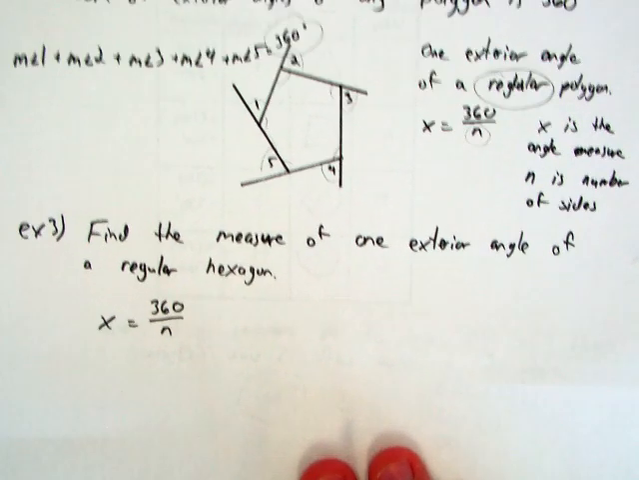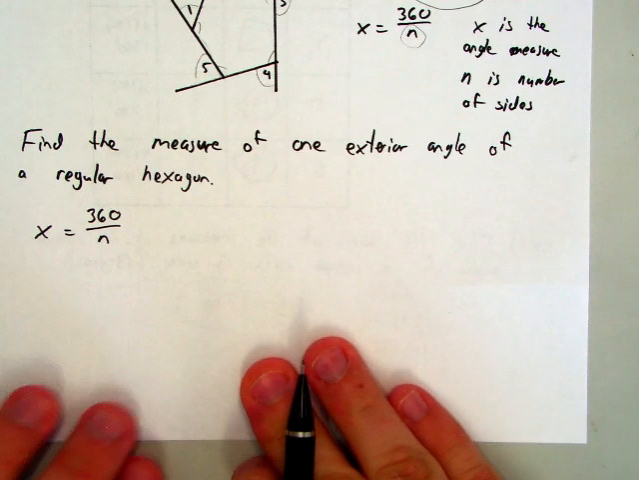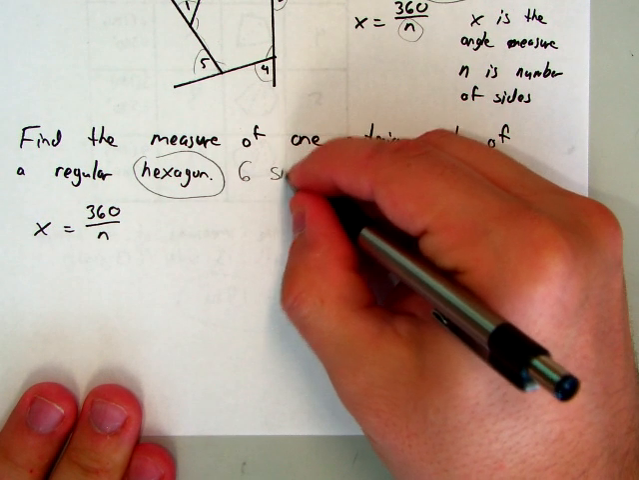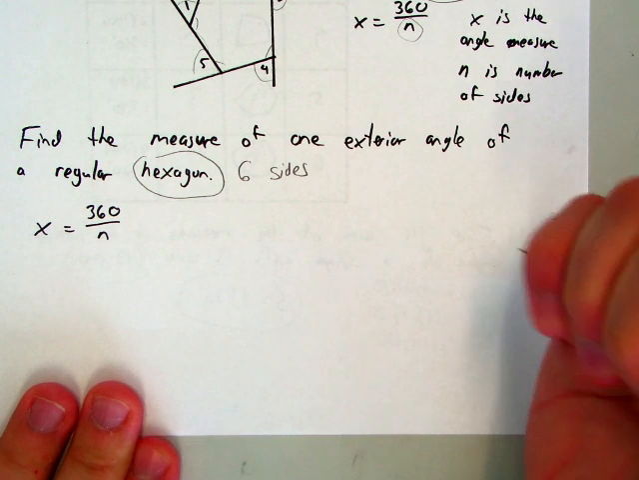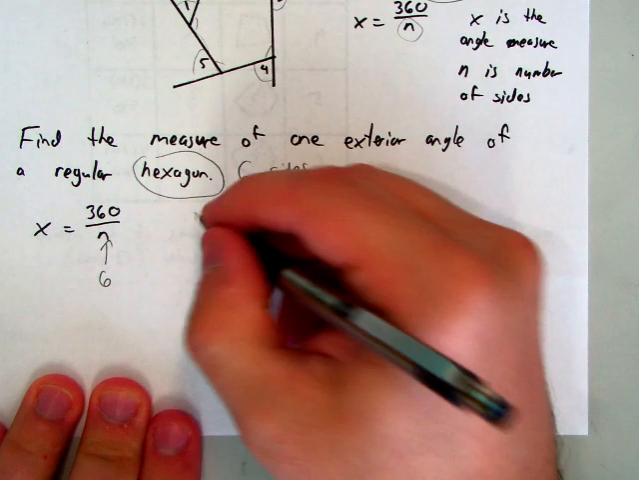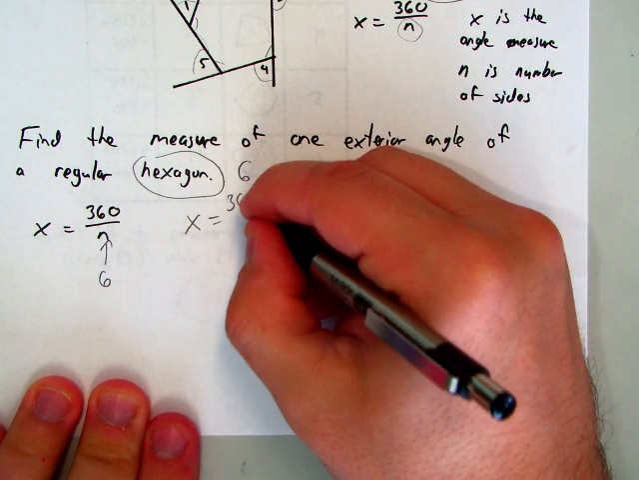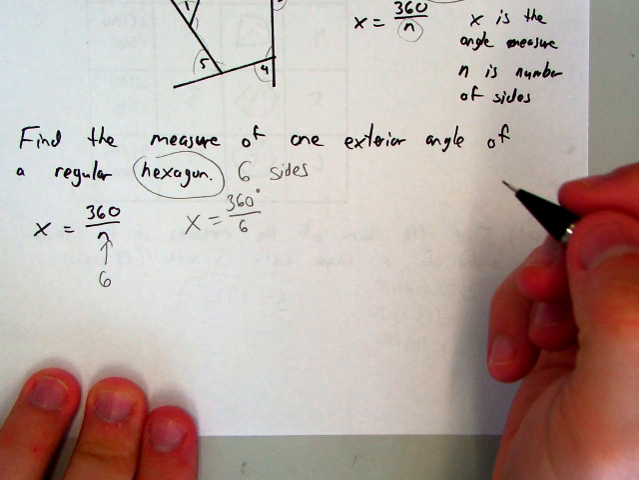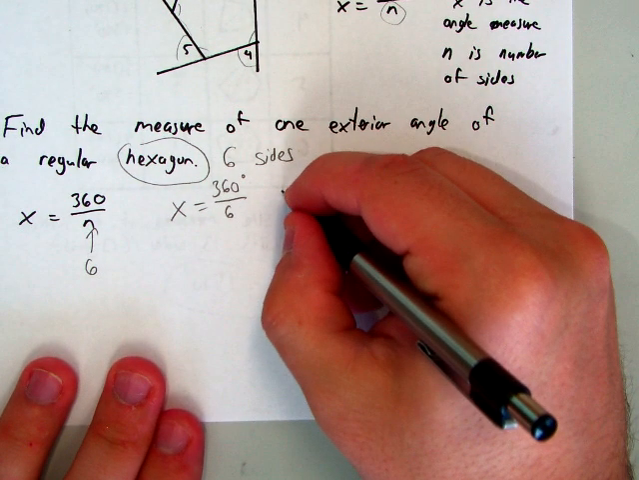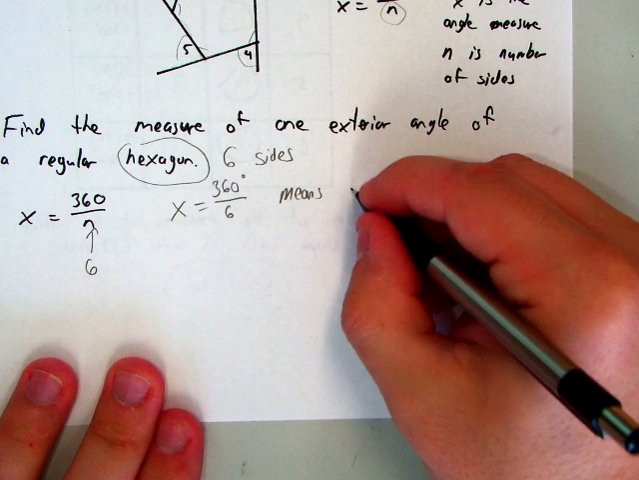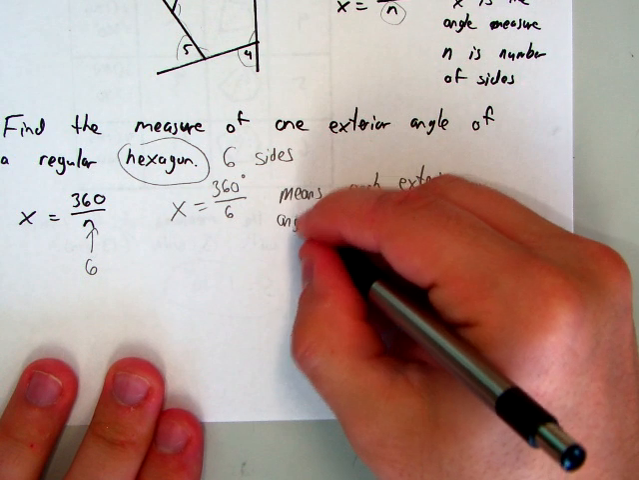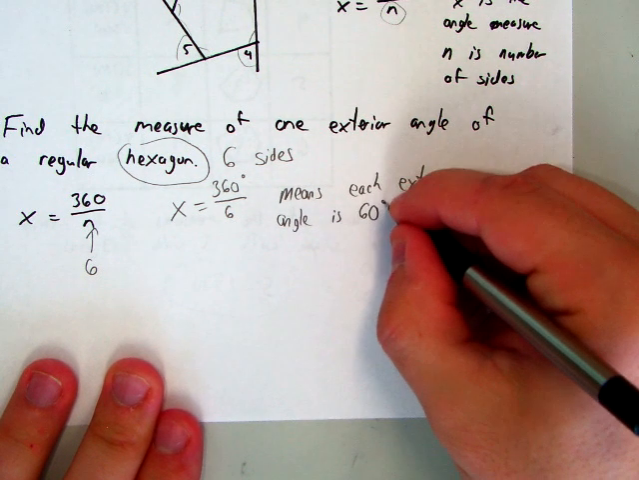So in example 3, find the measure of one exterior angle of a regular hexagon. Hexagon has 6 sides, which means that this n is going to be 6. So my equation is really 360 degrees divided by the 6 angles that there are, because there are 6 sides, so 6 angles. And this means each angle is 60 degrees.